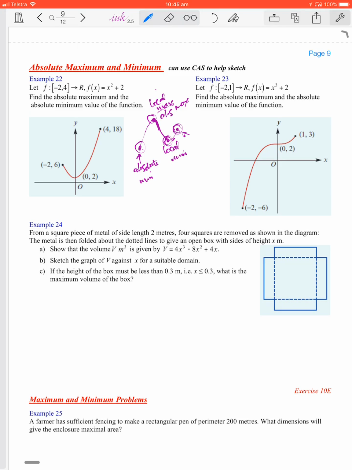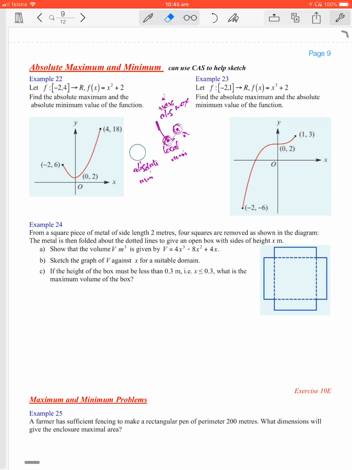Now, to show you how this makes sense in terms of the calculator, let's have a look at this function, x squared plus 2, between negative 2 and 4. It is x squared plus 2, where negative 2 is less than or equal to x, which is less than or equal to 4. Okay, so there's our curve. I'm just going to go zoom initialize, move it down, zoom out. Okay, so there's our full function.